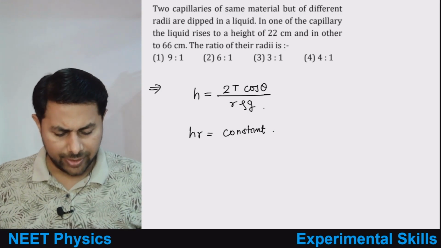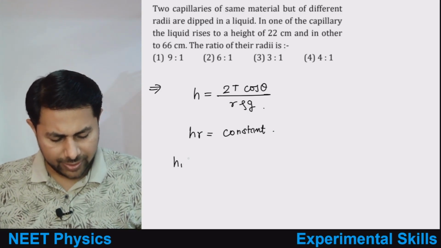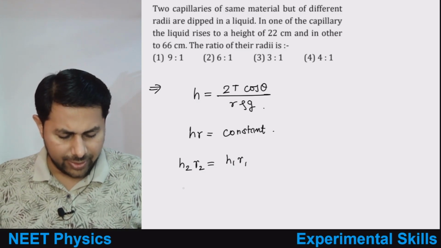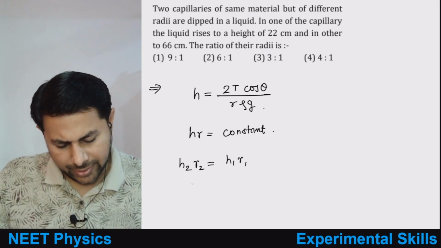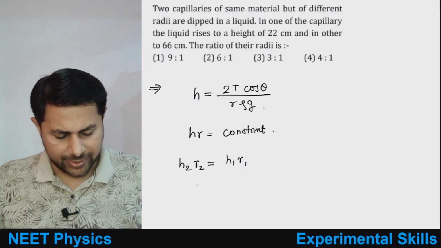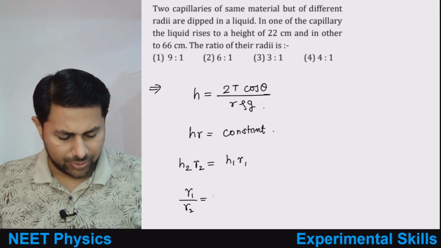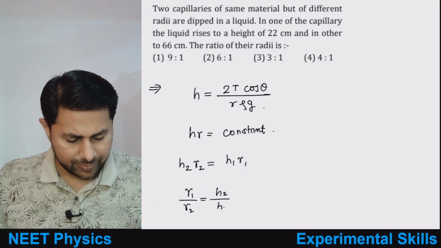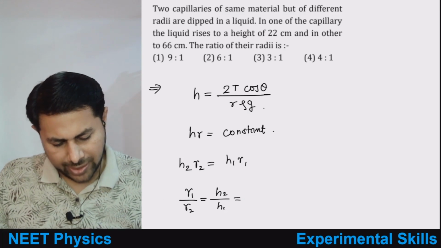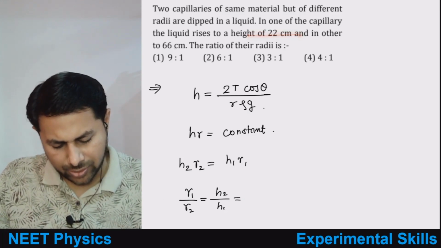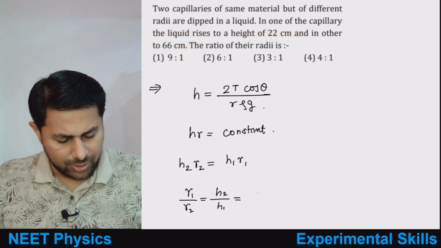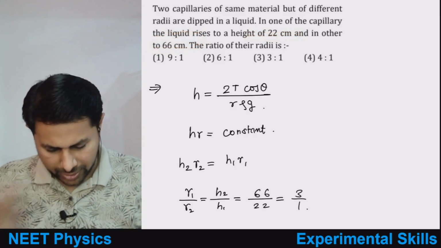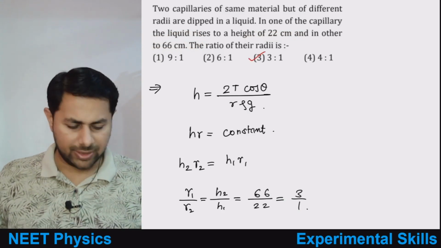So this is very simple. Therefore H2R2 is equal to H1R1. And you want the ratio of their radii. So R1 is to R2 is just equal to H2 is to H1. H2 is 66, H1 is 22. So 66 is to 22, that is just 3 is to 1. So that's the answer. It's option 3. Very simple, right?